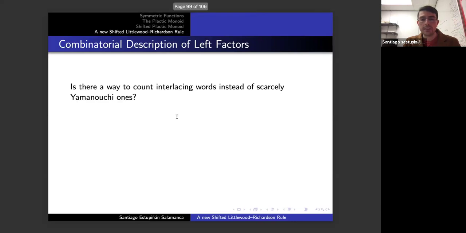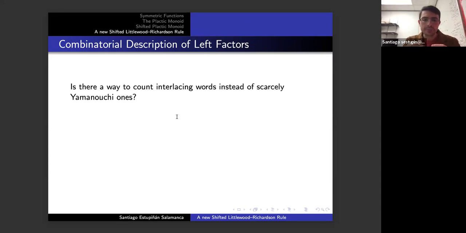But again, the problem is that since we decided to take a smaller class, we wanted to characterize scarcely Yamanouchi words. These are the words that appear as left factors. And since that is very difficult and we restricted to interlacing words, it may be that interlacing words do not exhaust all the elements that can show up as left factors. And there are examples of words that can appear as left factors and that are not interlacing. So the class of scarcely Yamanouchi words is bigger.